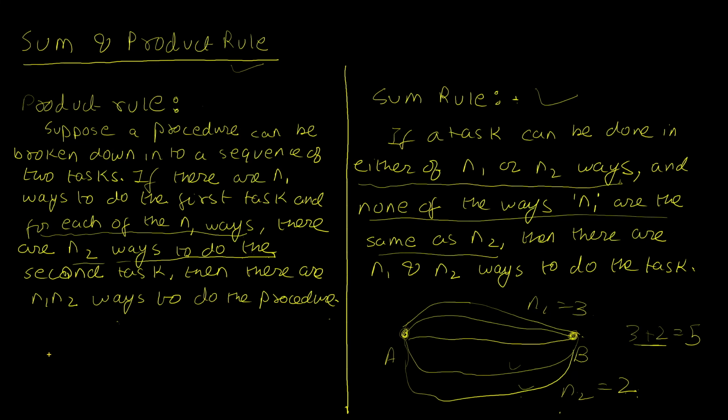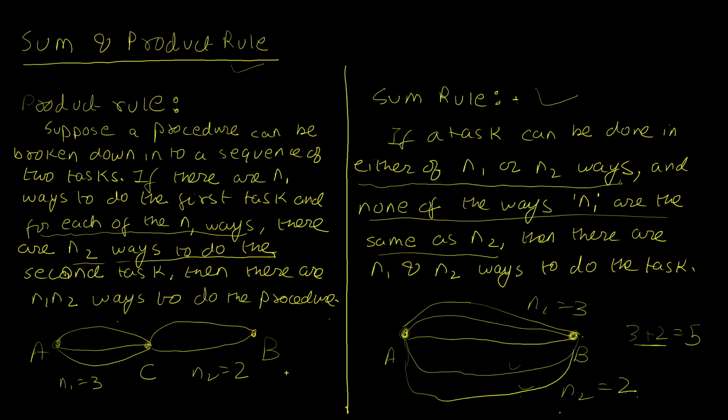And now let us look at this example. So let's say I have A and B, but this time I'm considering an intermediate point C that I want to travel to. Before getting to B, I want to go from A to C and then only reach B. And let's say there are three ways to go from A to C again. And similarly, we'll assume there are two ways to go from C to B. So I'll just call n2 equals 2, just like the previous example.